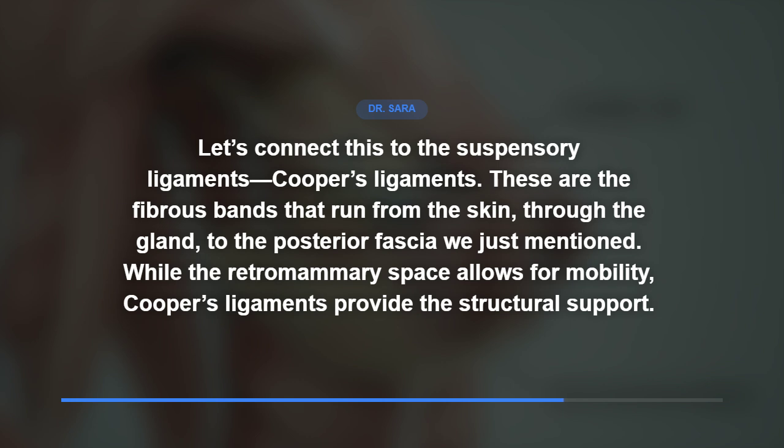Let's connect this to the suspensory ligaments, Cooper's ligaments. These are the fibrous bands that run from the skin, through the gland, to the posterior fascia we just mentioned. While the retromammary space allows for mobility, Cooper's ligaments provide the structural support.